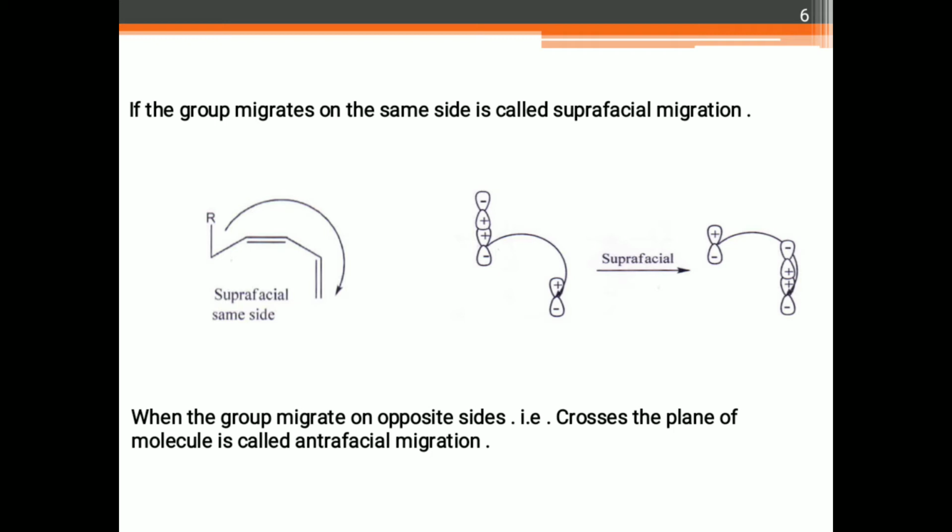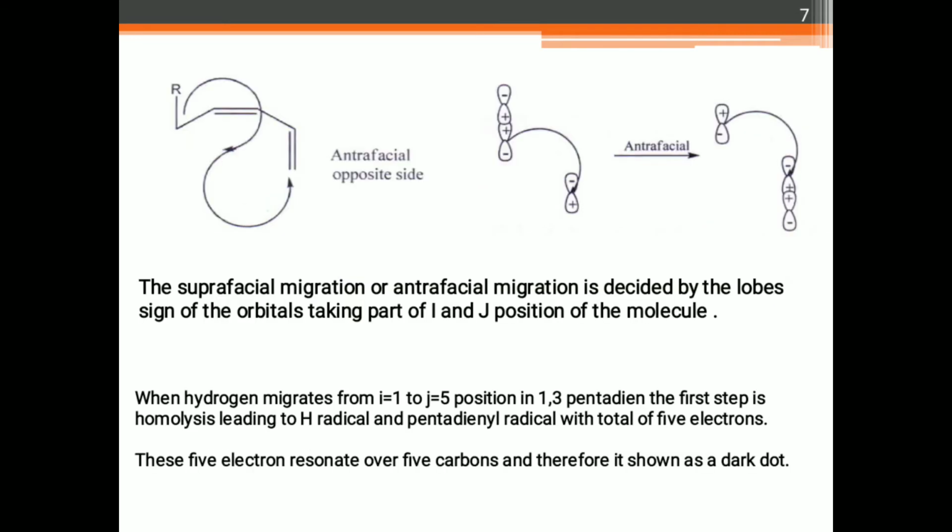When the group migrates on the opposite side, crossing the plane of the molecule, it is called antarafacial migration, which we saw in this picture. Suprafacial or antarafacial migration is decided by the lobe sign of the orbitals taking part at the I and J positions of the molecule.